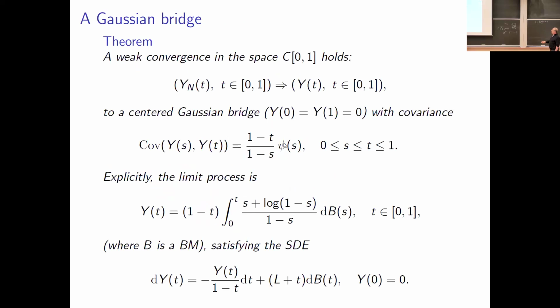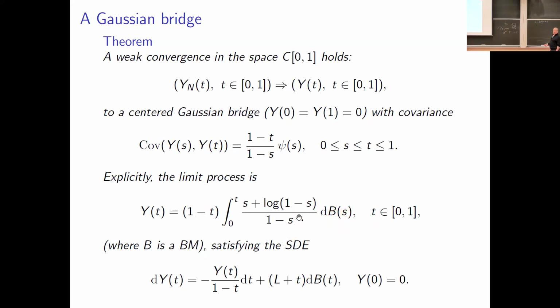Okay, and then it turns out that this scaled and centered number of edges will converge to a certain diffusion process, which can be described as a Gaussian bridge with this explicit covariance function. Psi comes as the limit variance. Okay, so this is the covariance. Alternatively, this limit process can be described as stochastic integrals, where B is the Brownian motion.